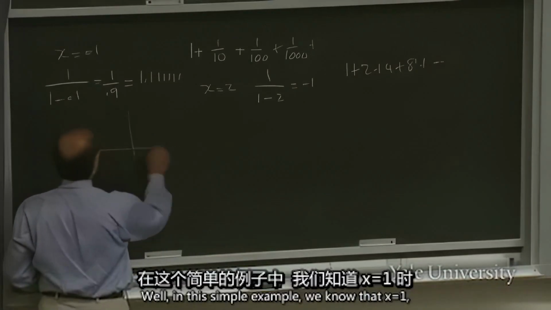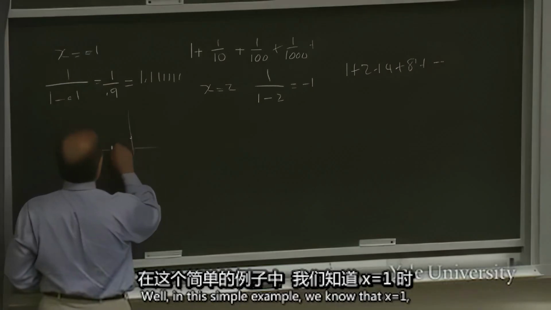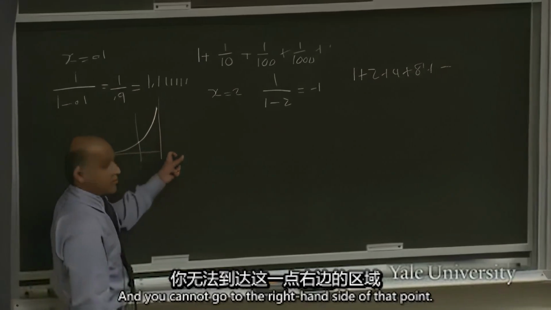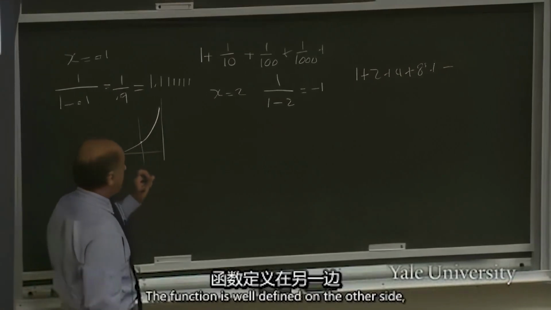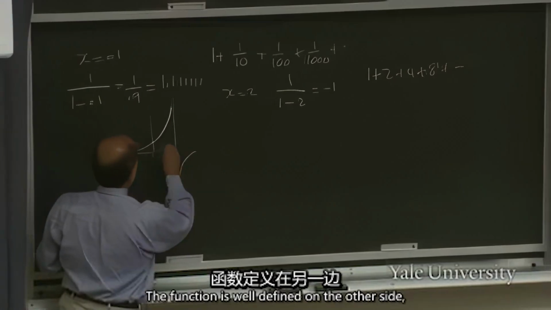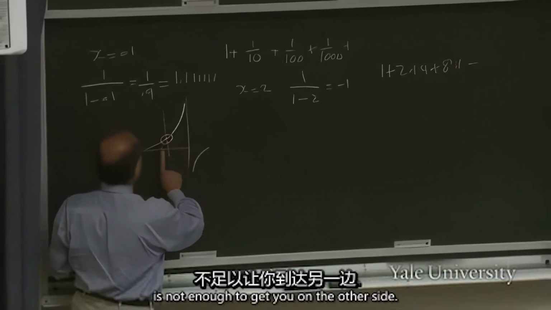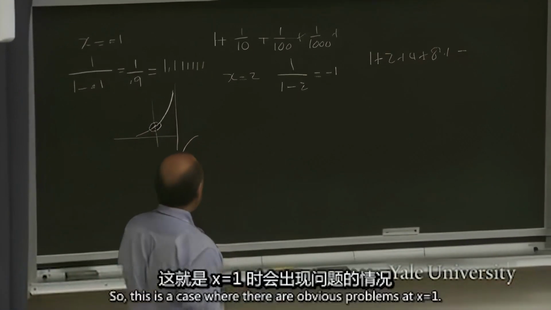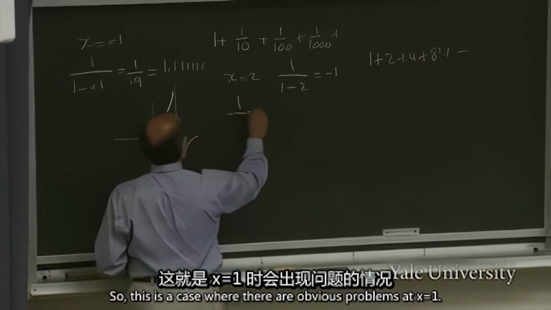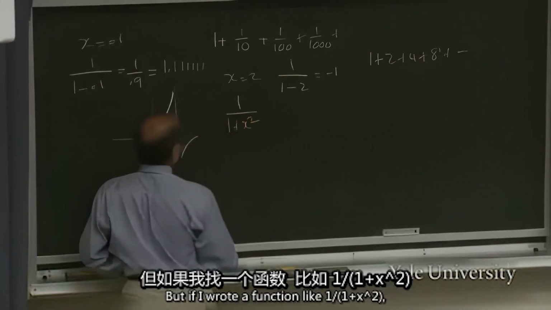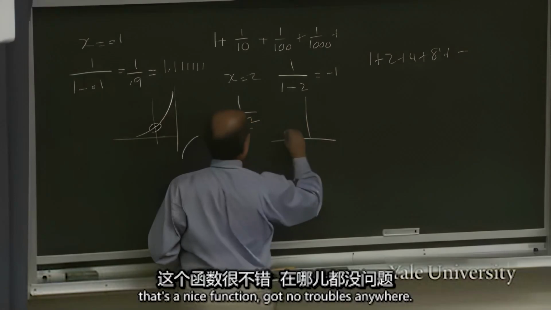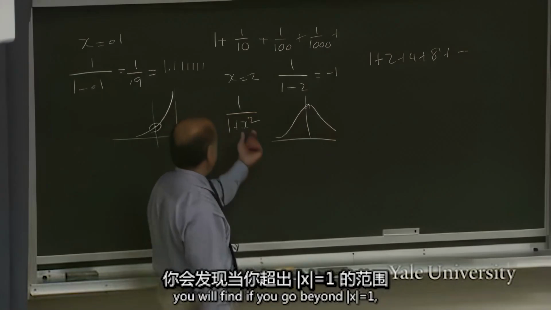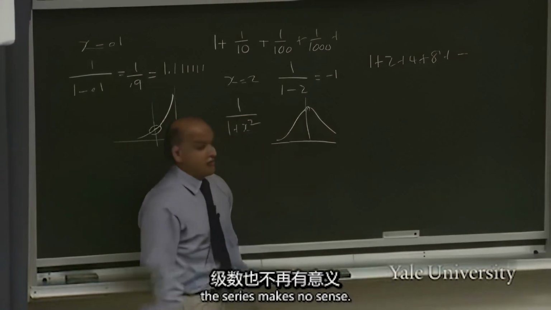Well, in this simple example, we know that at x equal to 1, the function is just going to infinity. That's why you couldn't go there, and you cannot go to the right-hand side of that point. The function is well defined on the other side, but this series, this knowledge of the function here, is not enough to get you on the other side. So this is a case where there are obvious problems at x equal to 1, but if I wrote a function like 1 over 1 plus x squared, that's a nice function. Got no troubles anywhere. And yet, if you took the Taylor series for it, you will find if you go beyond absolute value of x equal to 1, the series makes no sense.